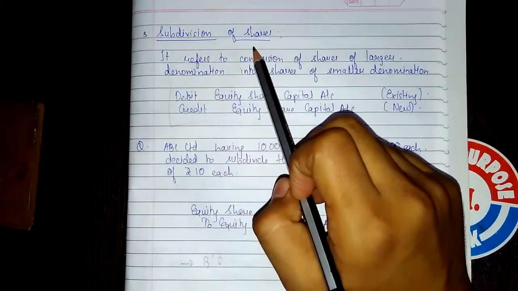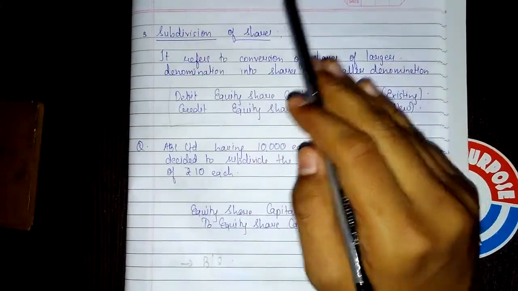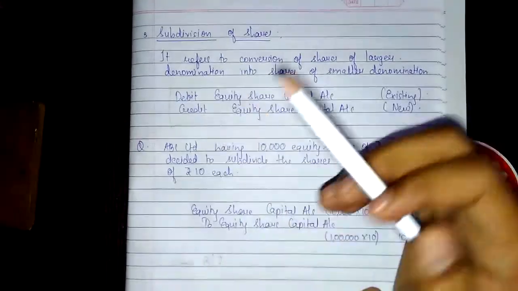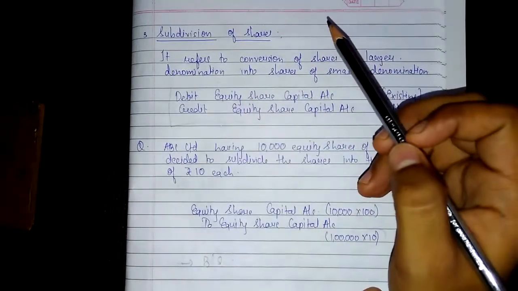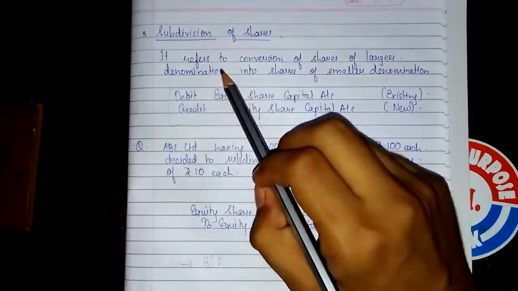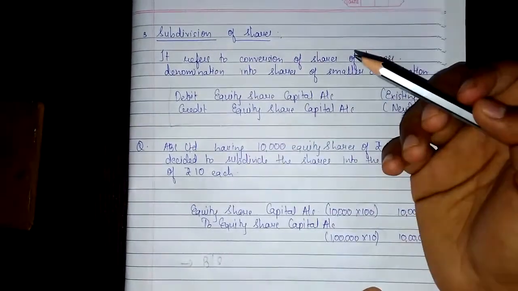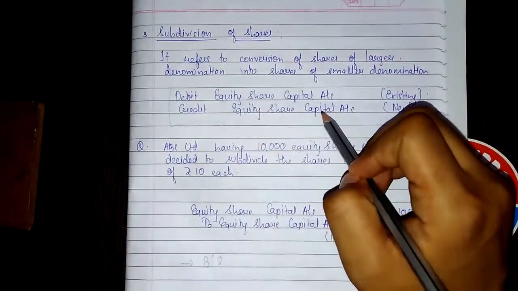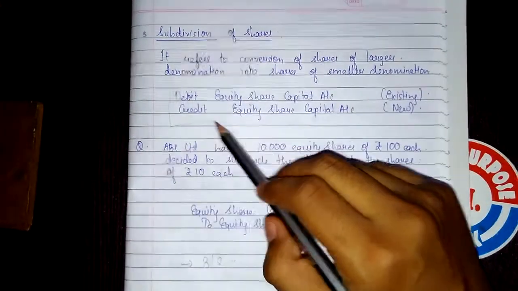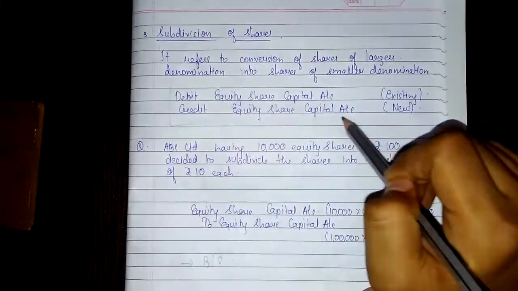So let's start subdivision of shares. Subdivision of shares is generally the vice versa of consolidation of shares. Subdivision of shares means conversion of shares of larger denomination into shares of smaller denomination. The journal entry for this is equity share capital account debit, then credit equity share capital account.